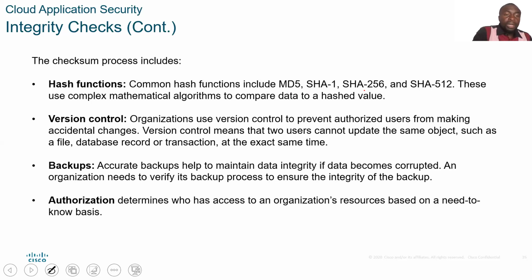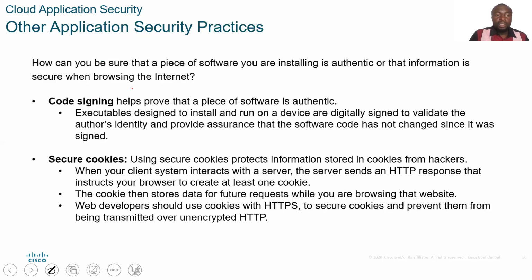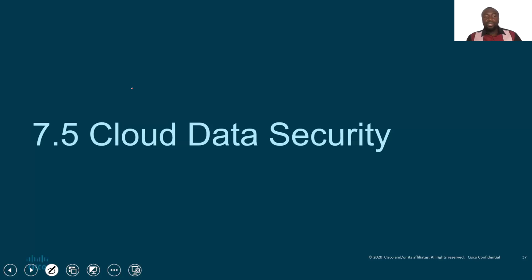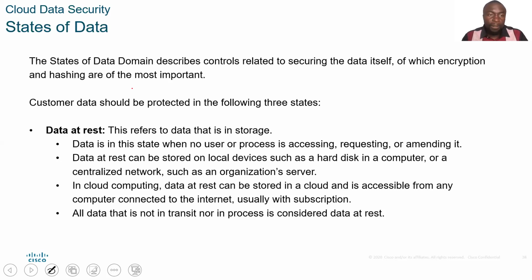So we've talked about using the hash function and things like that. All right. So cloud data security. The state of data domain describes related to securing the data itself, to which the encryption and the hashing are the most important. Customer data should be protected in the following way.